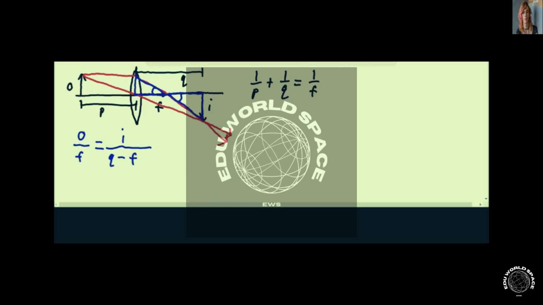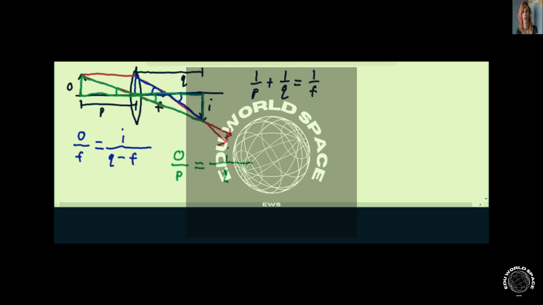Okay, so we have another set of triangles we can use, and that is with the angle here and here are the same. We can identify that the height O over a base of P is going to be equal to the height I over a base of Q for this triangle.